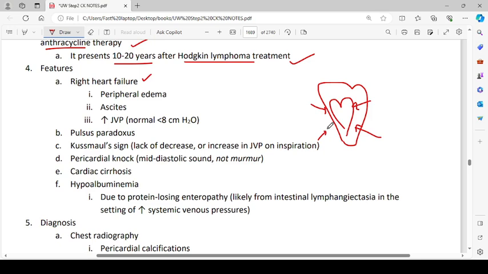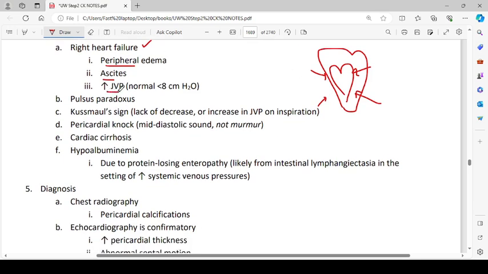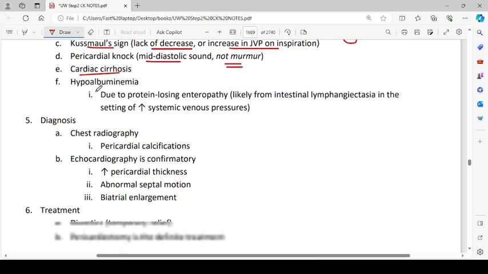So because of right heart failure, we will be getting peripheral edema, ascites, and increased jugular venous pressure. Normally it is less than 8 centimeters of water, but in these cases it will be higher. There will be pulsus paradoxus, Kussmaul's sign, which is lack of decrease or an increase in jugular venous pressure on inspiration, pericardial knock, a mid-diastolic sound, not a murmur, cardiac cirrhosis, hypoalbuminemia due to protein losing enteropathy, likely from intestinal lymphangiectasia in the setting of increased systemic venous pressure.